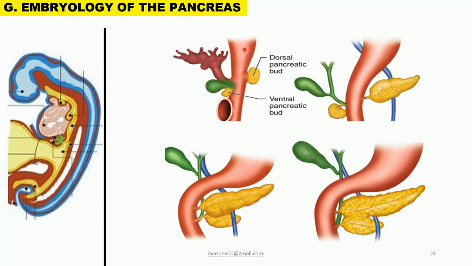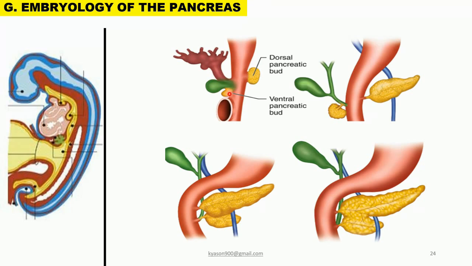As this part of the gut undergoes a rotation, these buds are also going to change their position. As you can see, as the duodenum undergoes rotation, as it becomes C-shaped, these buds are going to change position.